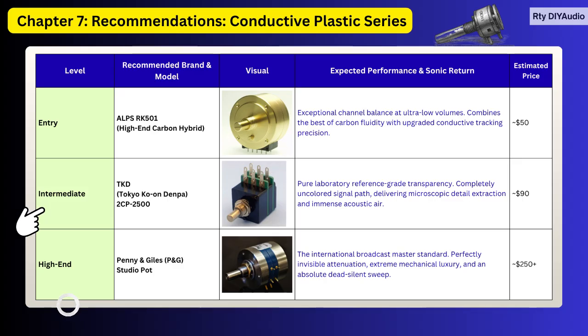For the intermediate stage, the Japanese TKD Tokyo Koon Denpa 2CP2500 delivers pure laboratory reference-grade transparency, opening up immense acoustic air. And at the high-end summit, the legendary Penny & Giles Studio Pot stands as the definitive international broadcast master standard, offering extreme mechanical luxury and an absolute dead silent sweep across your entire audio path. Solder it once, enjoy perfection forever.